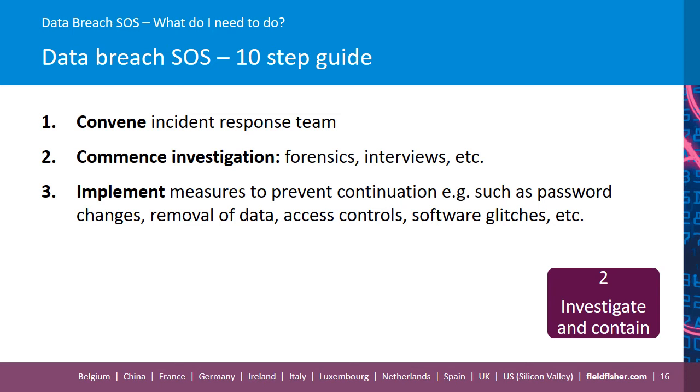The second thing that you would need to do is obviously commence the investigation. For this, you may carry out forensics or interview the individuals involved in the breach. Lastly, you would need to implement measures to prevent continuation, such as password changes, removing data, or taking data off a website where it's accessed by the wider public, assess access controls, and amend and fix software glitches.